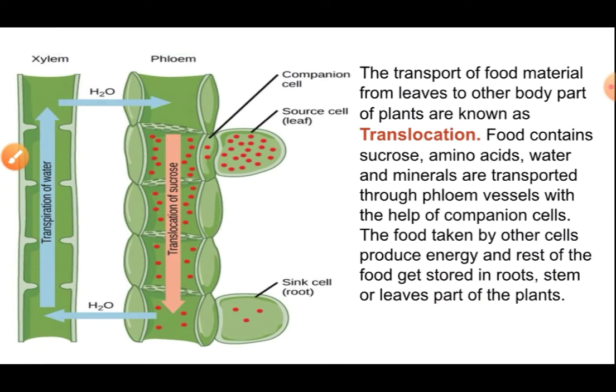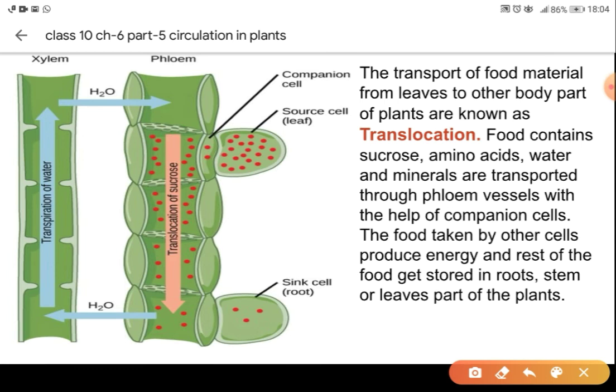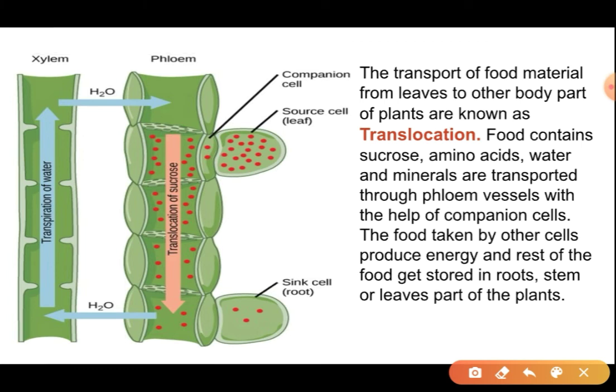Now next is translocation. What is translocation? The transportation of food from the leaf to other body parts is called translocation. This is a very important definition. Now for example, if this is a source leaf and the food material is prepared, these red ones are the food. These food materials need to be transported to all of the parts.